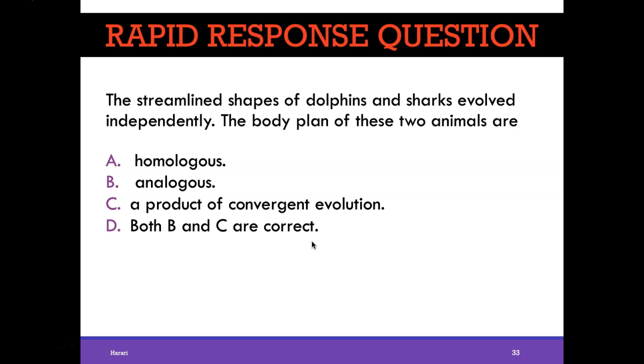The streamlined shapes of dolphins and sharks evolved independently. The body plan of these two animals are what? So read all the answers closely. And the answer is D, right? They are analogous and they are a product of convergent evolution.